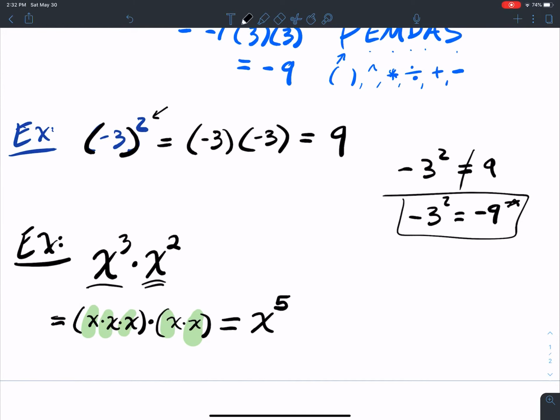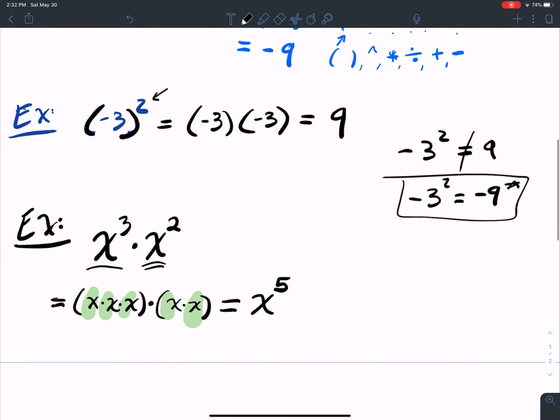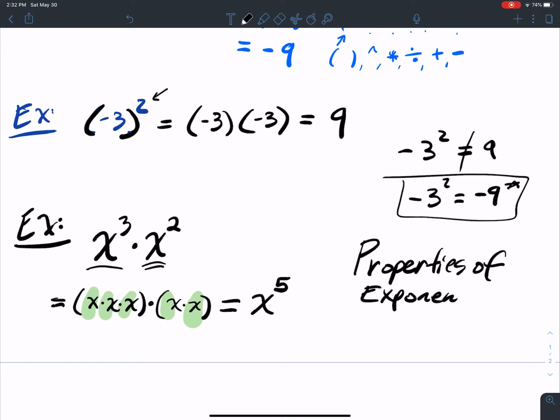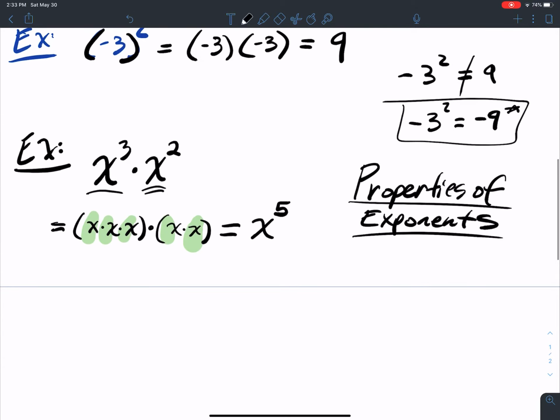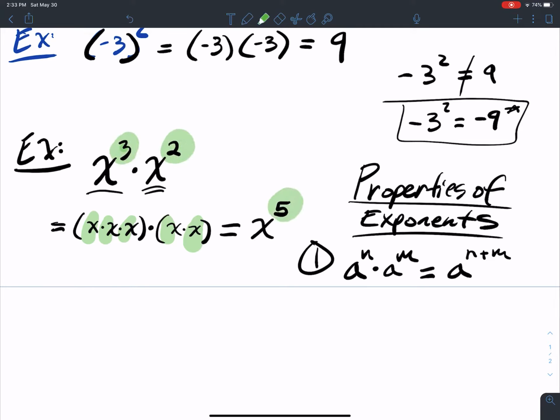Okay? So we can come up with a rule here. And the rule goes with these properties of exponents. Okay? So property number 1 is if I have a to the n times a to the m, same base, I add the exponents. I add the exponents. If you think about it, I have 3 here, and I have 2 there. 3 plus 2 gets me 5. Okay, so that's what's going on there.